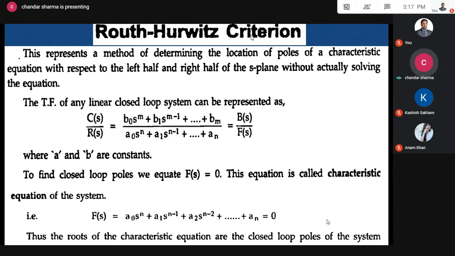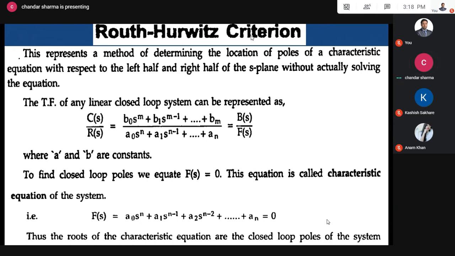Routh-Hurwitz criteria represents a method of determining the location of poles of a characteristic equation with respect to the left half of the plane and right half of the plane, without actually solving the equation. Here we do not find the actual location of the roots. By finding the number of roots on the right-hand side, left-hand side, or on the j omega axis, we can find the stability of the system.